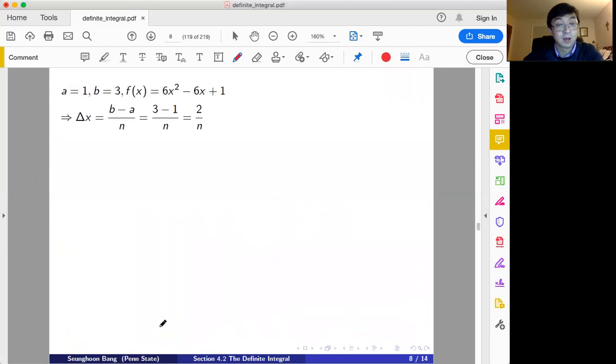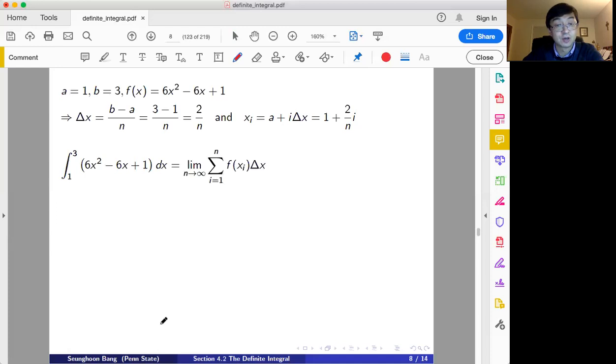So we have this result. Next, you can change it to the limit as n approaches infinity of f of x_i times delta x. So you have to plug x_i, 1 plus 2 over n i, into here. So what's delta x? It's 2 over n. Plug 2 over n into here.